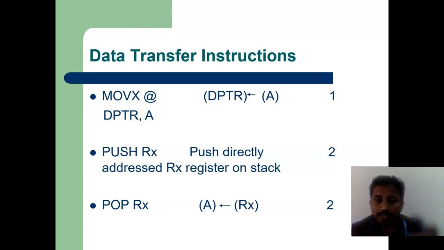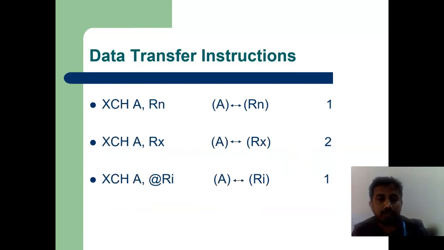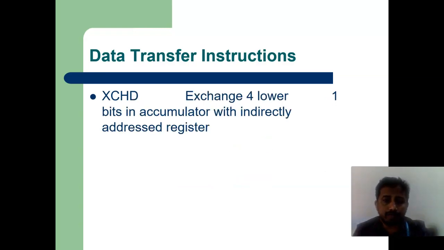The next one is that you can push values onto and pop values from the stack by using PUSH and POP. I mean to say, collect a value from the stack and store a value to the stack using PUSH and POP. The next category of data transfer instructions is exchange. What exchange does, as you know, is that with XCH A comma Rn, the value in A would be stored in Rn, and the Rn value would be stored in A.